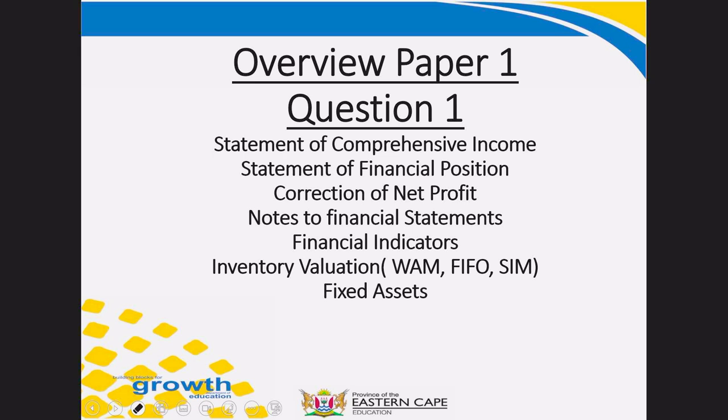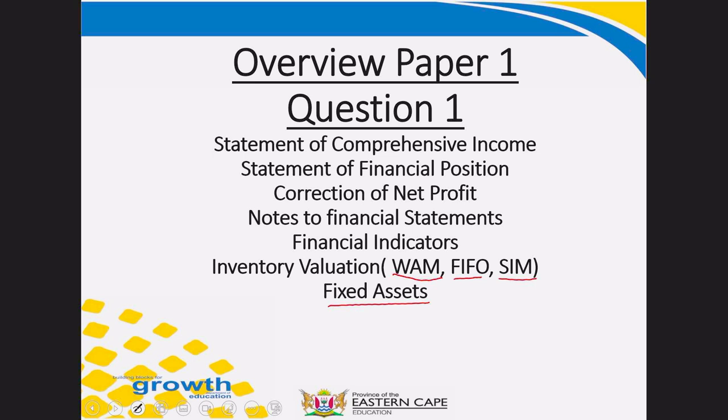which are the WAM, our weighted average method, our FIFO method, which is our first in, first out method, as well as our specific identification method. I repeat, we have the WAM method, FIFO method, as well as the specific identification method. And the last topic will then be the fixed assets that can also be assessed.